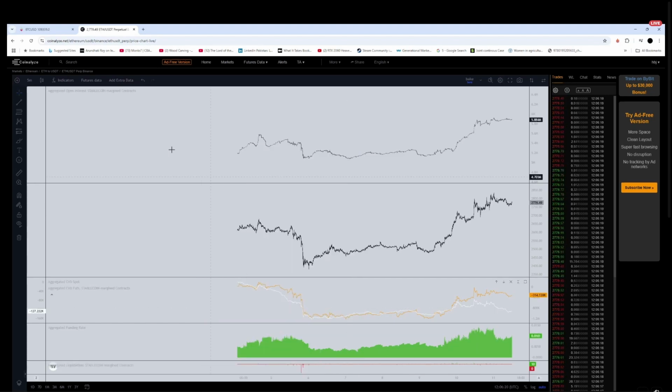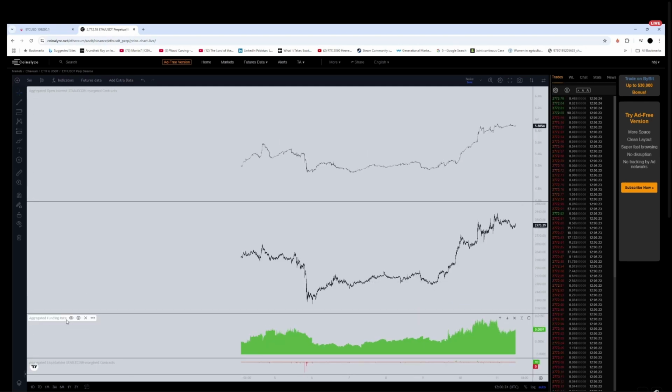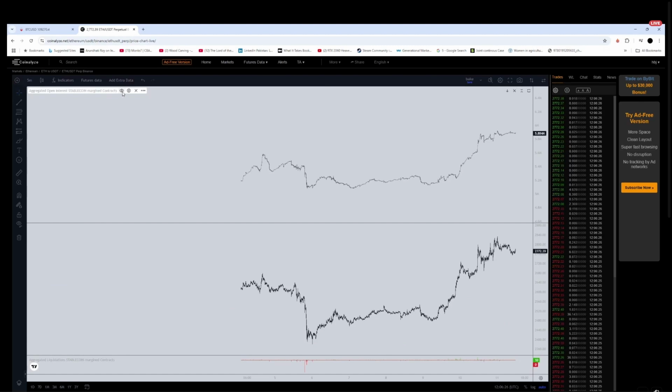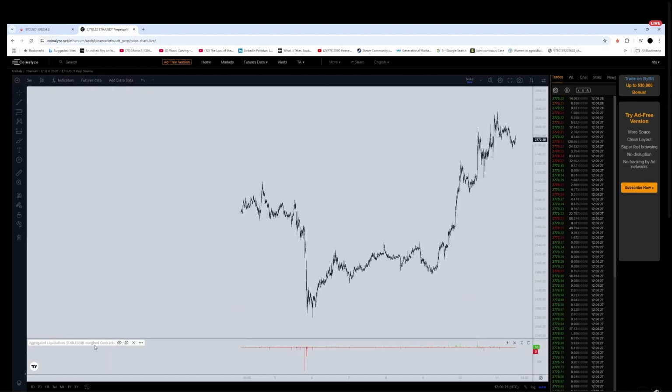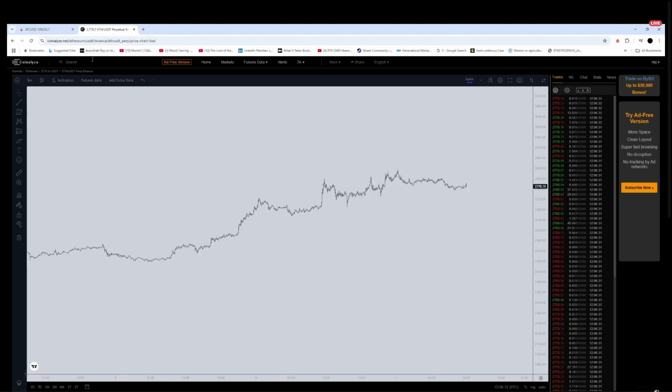Titles, indicators, yeah. So I'll get rid of everything. So this is how your Coinalyze chart would initially look like.